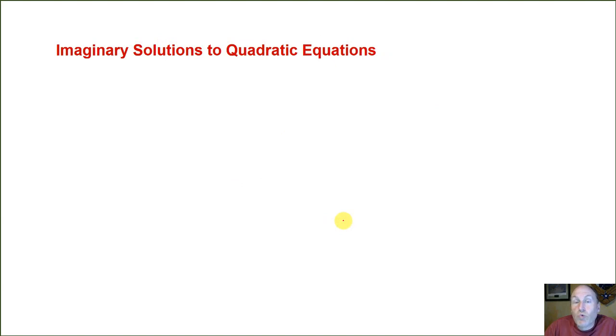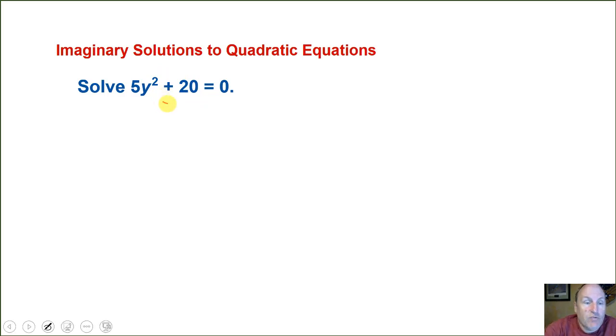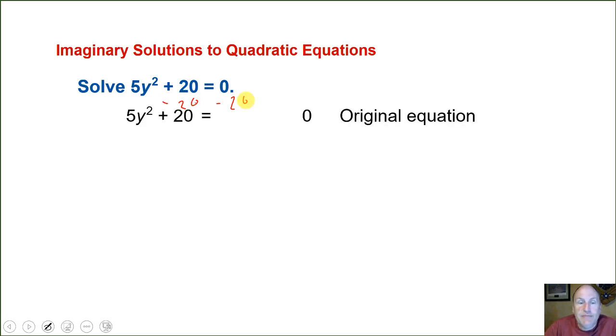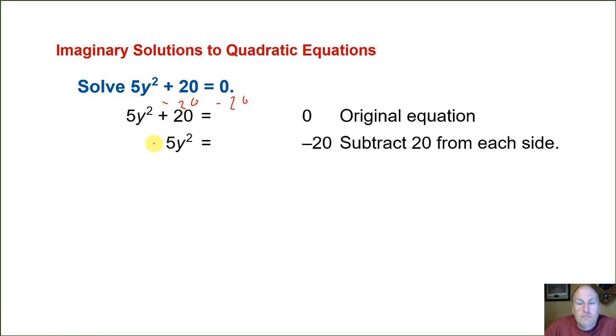So where the rubber meets the road, where this is really important, is to be able to find imaginary solutions to quadratic equations. So let's take 5y squared plus 20 equals 0. Without imaginary numbers, we can't solve this. So first thing we're going to do is subtract 20 using the subtraction property of equality. We'll subtract 20 from each side. And that gives us 5y squared equals negative 20.